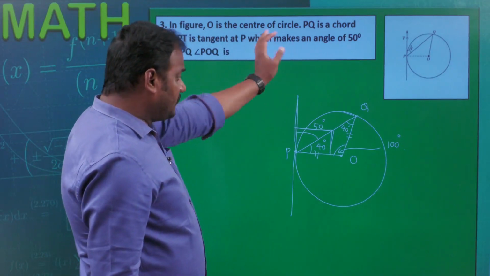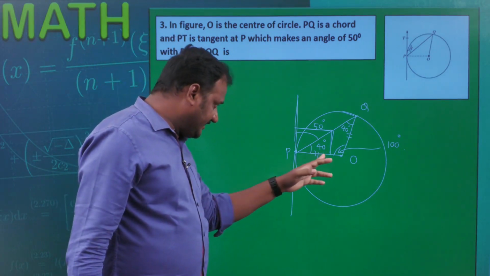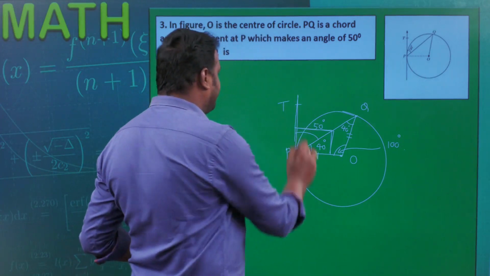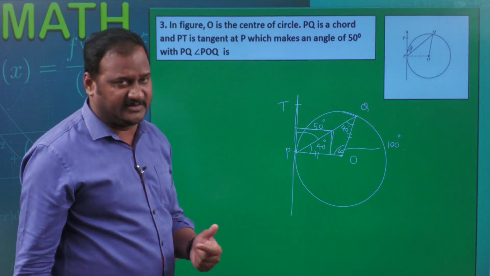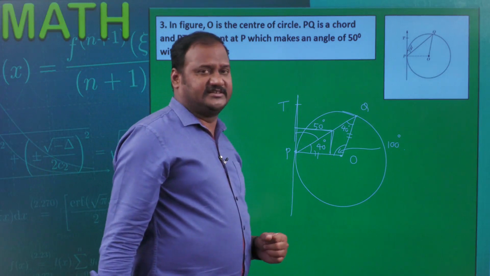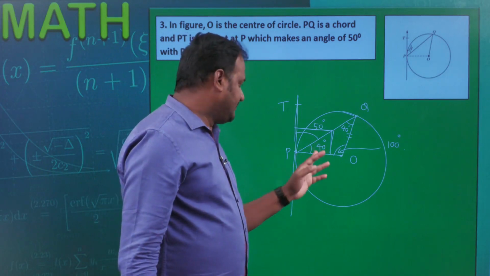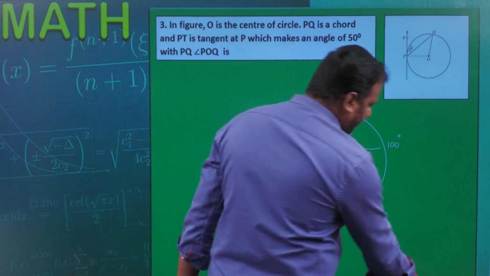So if you apply radius is perpendicular to the tangent through the point of contact, then this entire angle OP, whatever this point is T, OPT is equal to 90 degrees. It was already given 50, so the other part is obviously 40 degrees. Since this is radius, this is also radius, so that it is an isosceles triangle, the two angles must be equal. It is already 40, so this is 40, so the next angle should be 100 degrees.